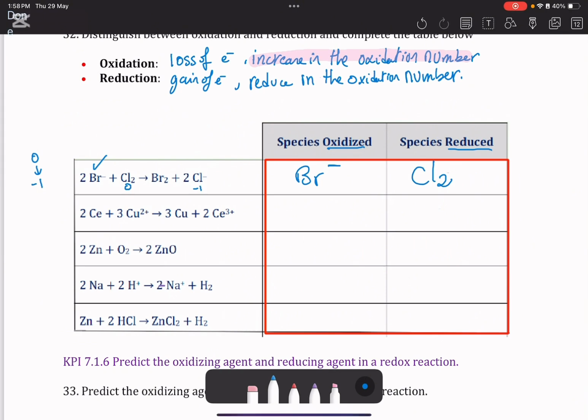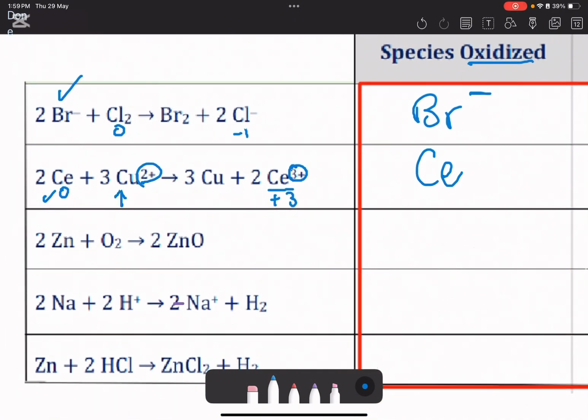Next, a free element, an element coming alone, oxidation number will be 0. However, when it changed, the oxidation number went from 0 to +3. So the oxidation number increased. So an increase in the oxidation number means that the species oxidized is Ce. Again, if you wrote 2Ce, it's fine. If this is oxidized, then this one is reduced. And look at it, from +2 to 0.